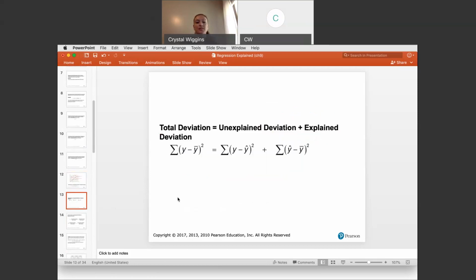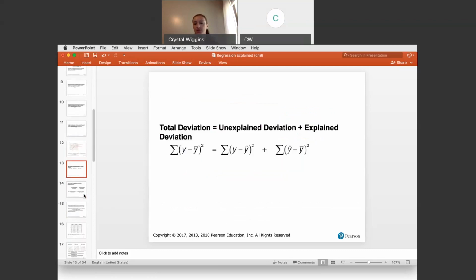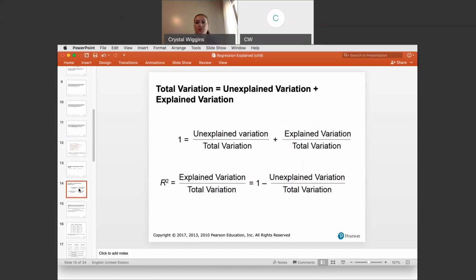And here's the formula, which you don't really need to do out by hand, because we have software that does everything for us. And here are some more formulas for if you were going to do this stuff out by hand. The unexplained plus the explained is always going to be equal to 1. And your coefficient of determination is the proportion of the explained variation over the total, which is also equivalent to 1 minus the unexplained over the total.